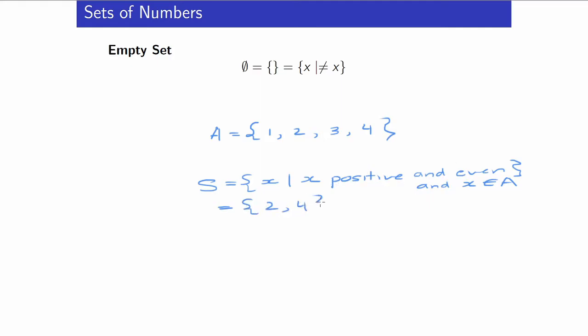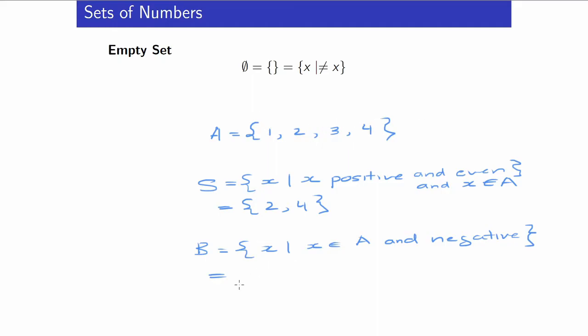So now let's flip this around a little bit. Let's use the set B, x such that x is an element of A and it's negative. So we look over at A and try to find all the negative elements. We see that there are actually no negative elements in this.